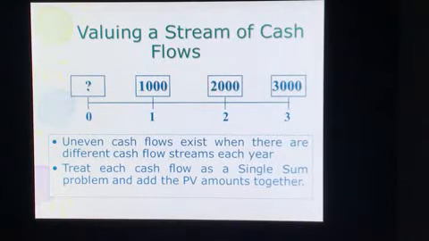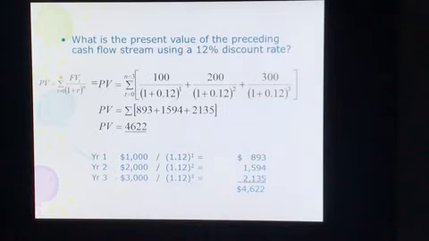Now here is an example. From this example you can see that at the end of the first year you are getting 1,000, at the end of the second year you are getting 2,000, at the end of the third year you are getting 3,000. So we will calculate the present value of each cash flow separately and then add up all three cash flows' present values together to find out the total present value at the start of the zero time period, or at the start of this cash flow stream.